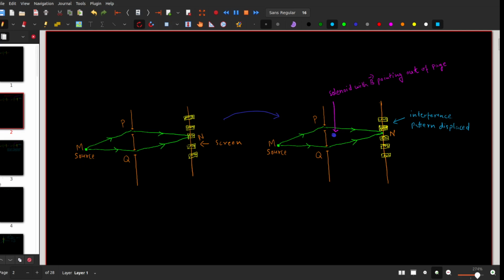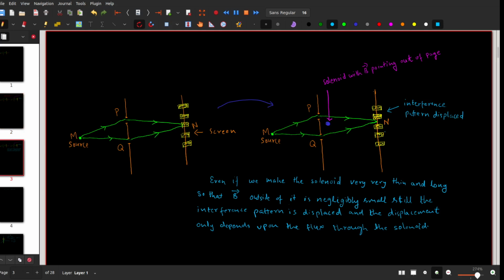However, suppose we make this solenoid very thin and long so that the magnetic field outside of it is negligibly small. When the magnetic field is negligibly small in the outside region of the solenoid, these particles will not be affected by the magnetic field. However, it is observed that even if we make this solenoid very thin and long so that the magnetic field outside of it is negligibly small, almost zero, still the interference pattern is displaced.